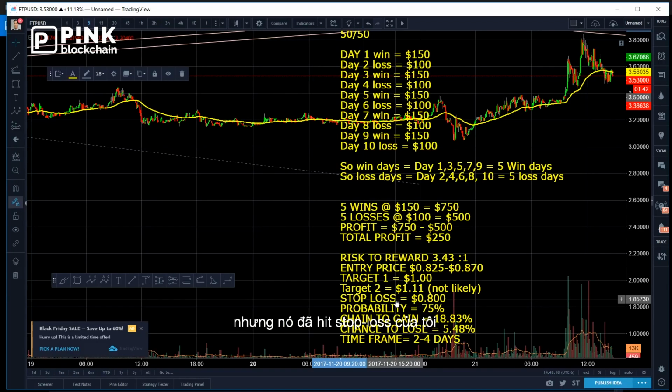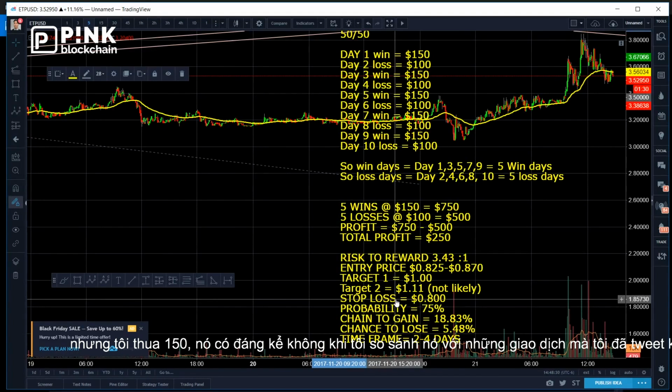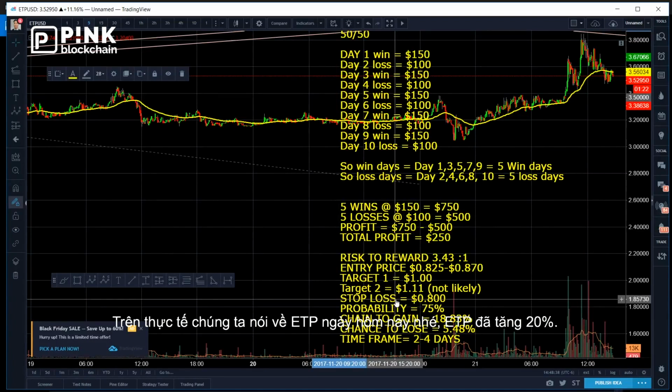But it hit my stop loss, or it hit a plateau that I thought it wouldn't break. So I took a loss, guys. And when I think of the loss, does this amount that I lose, 100, 150, really matter when I compare it to all of the trades that you guys have seen me tweet about? In fact, we're talking about ETP today, right, guys? ETP has gone up by 20%, or 17%, in less than 24 hours from when I tweeted it.